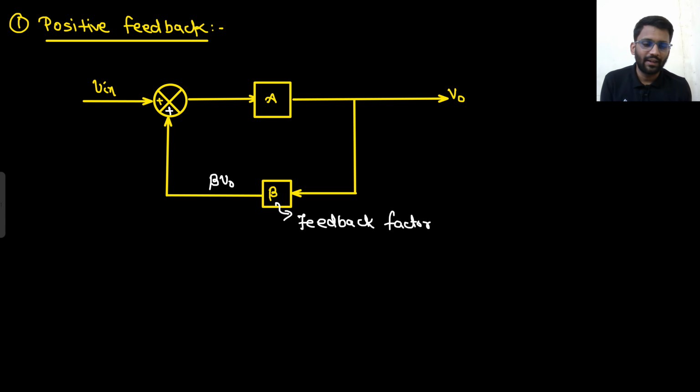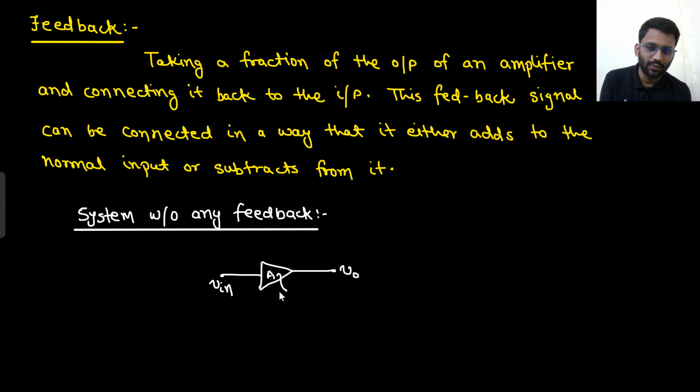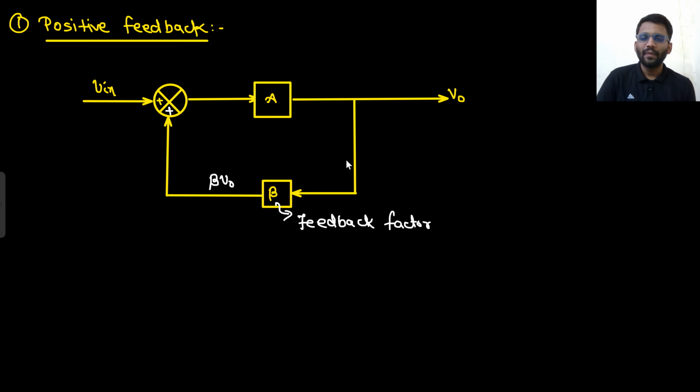And this gain A is known as open loop gain. So better I write here only. This gain A is known as open loop gain. Why open loop? Because the loop is open. There is no loop. Since there is no loop, that's why we call it open loop gain. Right? So this beta term is known as feedback factor.